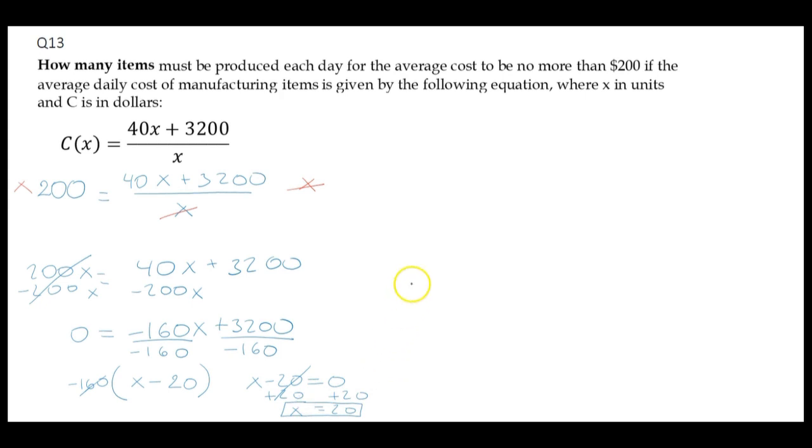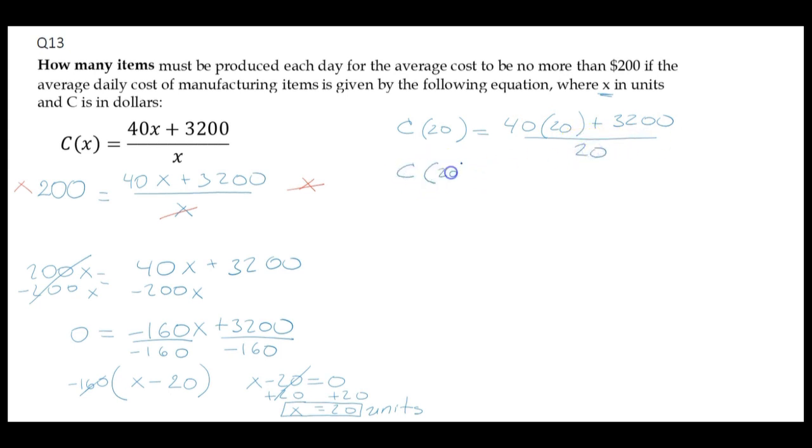And I can check my answer to see if that is true. That means 20 units, so my cost doesn't go over 200. I go to the original function and substitute the x, which is the number of units, by 20. I'm going to substitute all my x's by 20: 40 times 20 plus 3200, all this divided by 20.